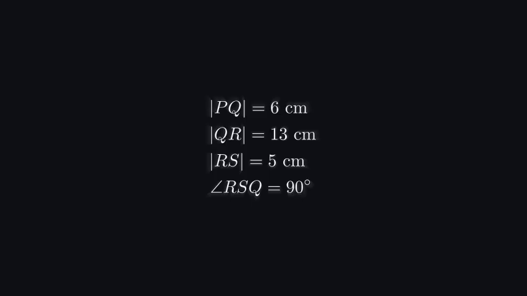The diagram gives us PQ equals 6 centimeters, QR equals 13 centimeters, RS equals 5 centimeters, and angle RSQ is a right angle. We are asked to calculate PS correct to 1 decimal place.